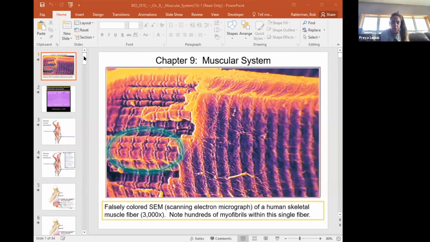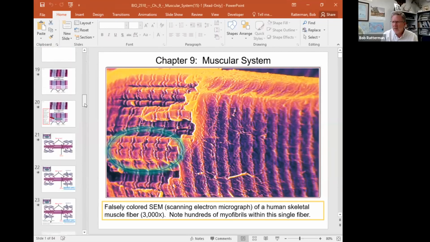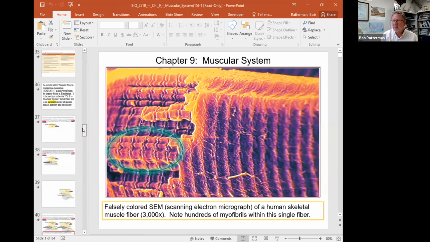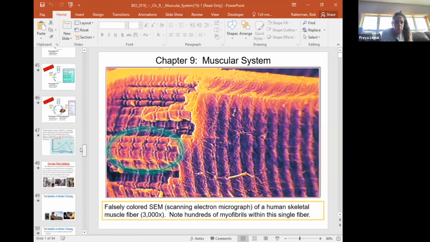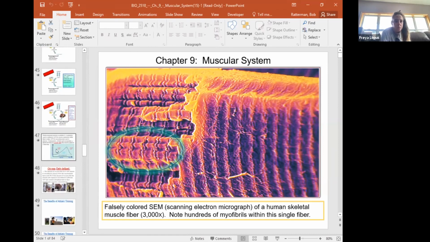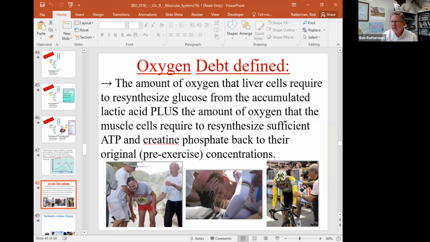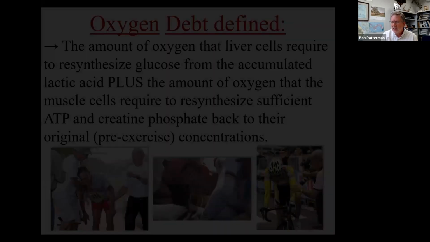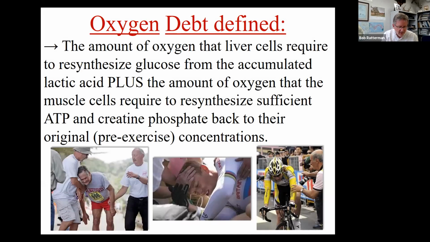So let me try to determine what you're seeing here. If we go to the PowerPoint, which you should see in front of you, and scroll down to that slide that talks a little bit about oxygen debt. Okay. And that's this. I don't know where you all are in chapter 9, but this is more than halfway through the chapter.